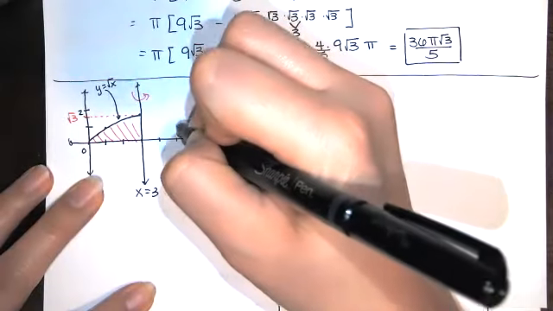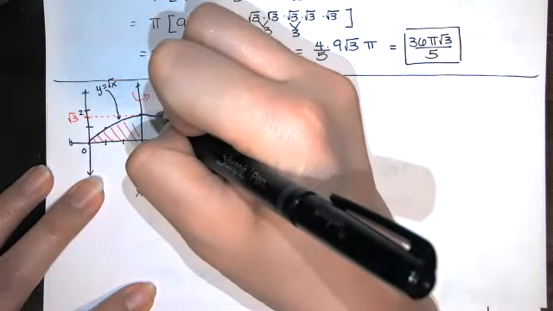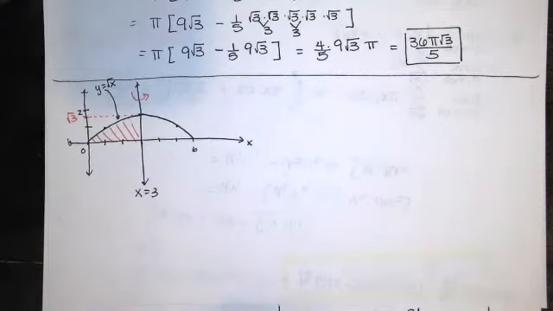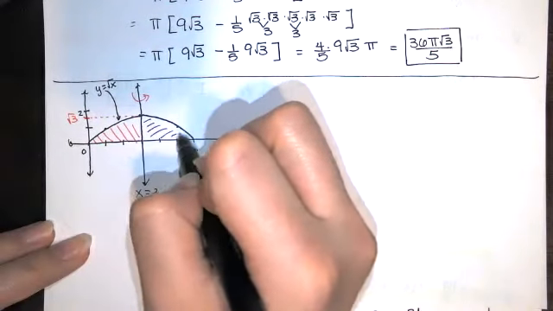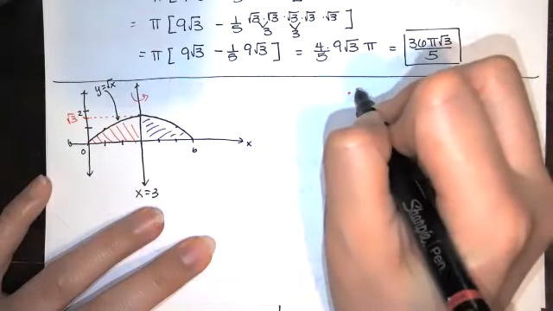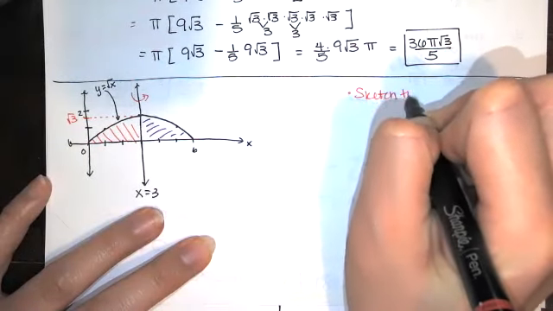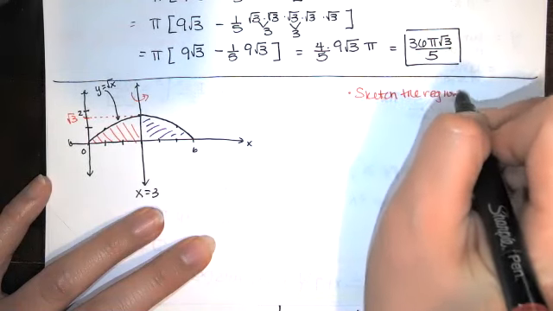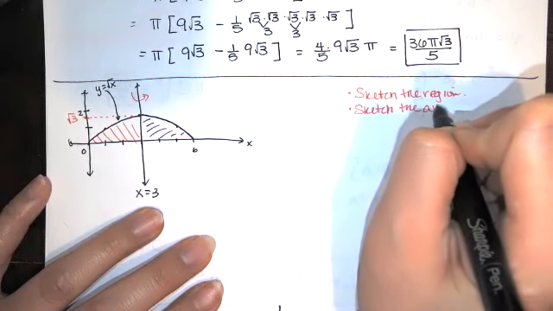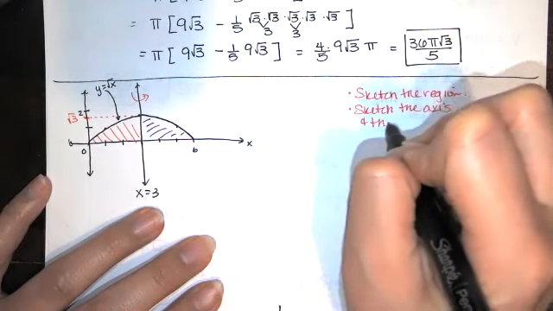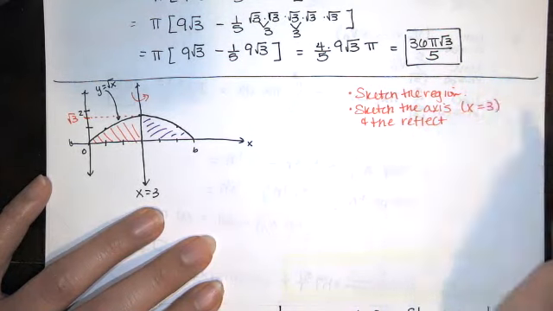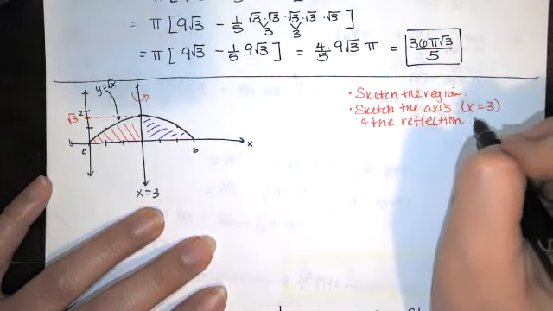And I'm going to try to make it look symmetrical. Sometimes I succeed and sometimes I don't. All right. So we have that there. So we sketch the region, sketch the axis, and the reflection about the axis. In this case, that axis was x equals 3.